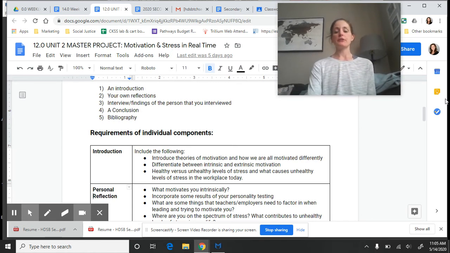For example, if you're doing the personal reflection, you could have a title that says, what motivates you? And then underneath that title, you've got your answer, okay? And then the next section would be personality testing. And within that section, you would reflect on what were some of the results of your personality testing when you did the Myers-Briggs test and what have you, the type test, and embed that into your reflection.